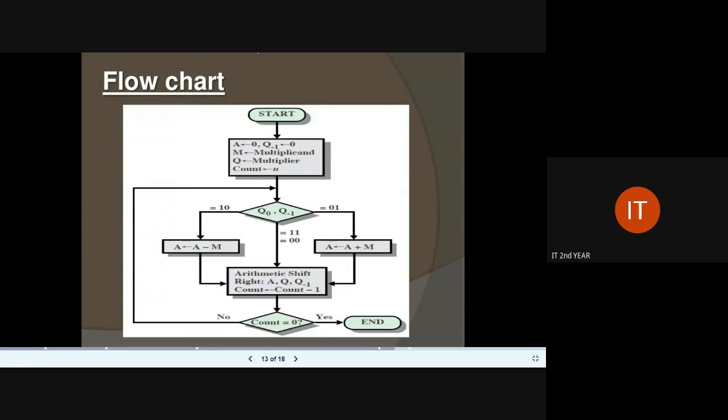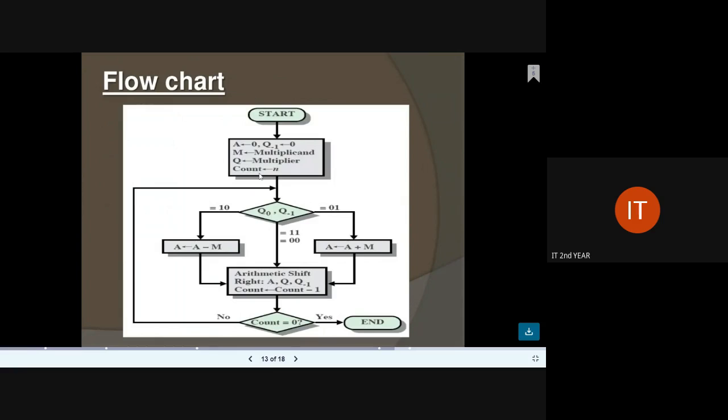Now we are going to have a look at how this flow will be going on. Initially we will be assigning A as 0, that is the accumulator with the initial value of 0. Next, Q minus 1, so this value will also be 0. Along with that, M and Q will be given, where M is the multiplicand and Q is the multiplier.